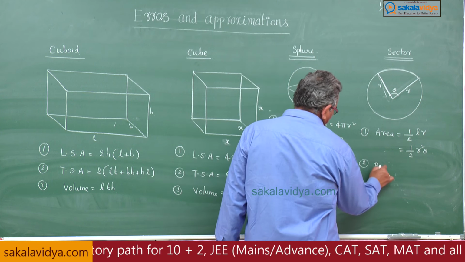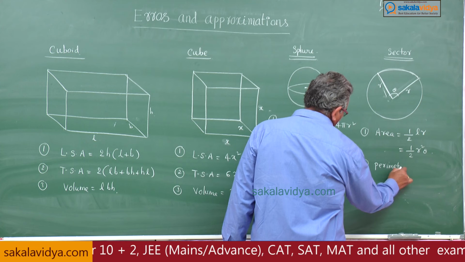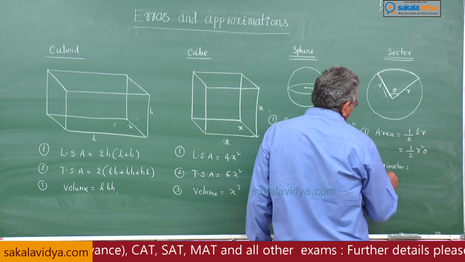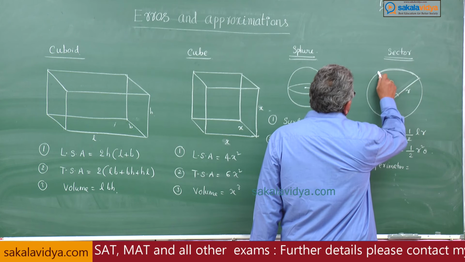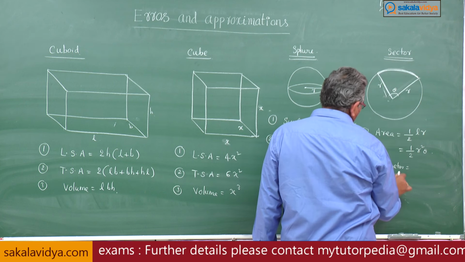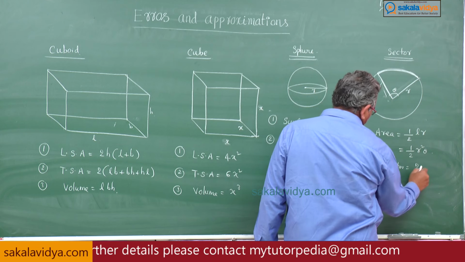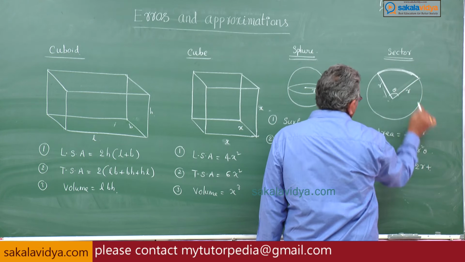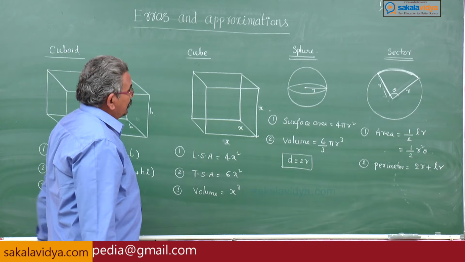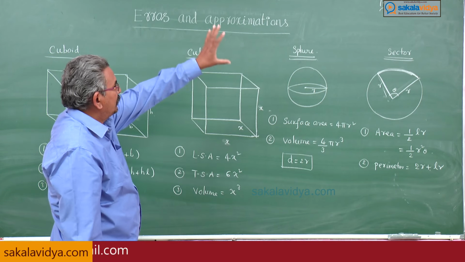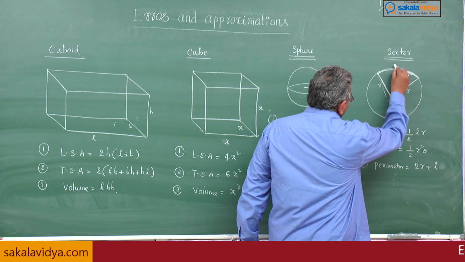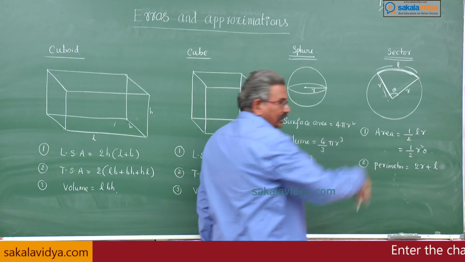Next perimeter. Okay, perimeter means 2r plus l. So now cuboid, cube, sphere and sector. So here perimeter is equal to 2r plus l, where l is the length of the arc.